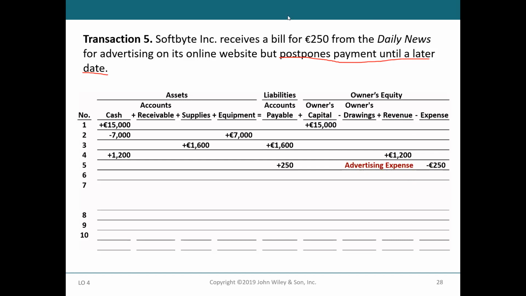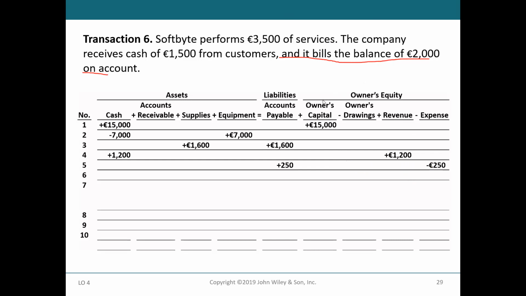Transaction number 6. SoftBite performs 3,500 of services. The company received cash of $1,500 from customers, and it billed the balance of $2,000 on account. So what does it mean? The company already performed the service to their customer. The service is around 3,500 euros. Did the company receive all the 3,500 euros?